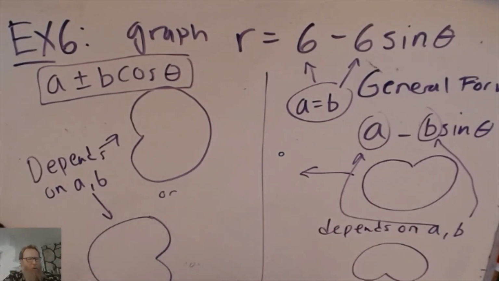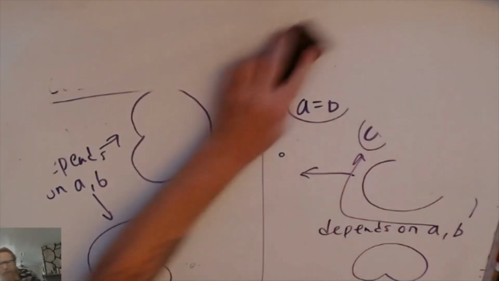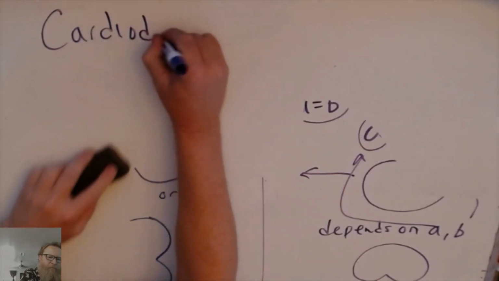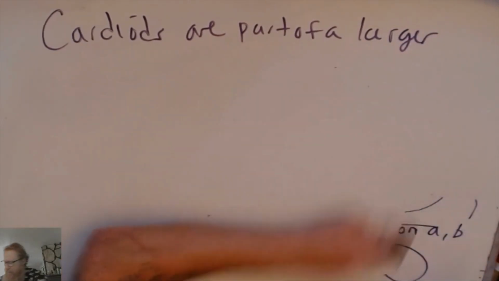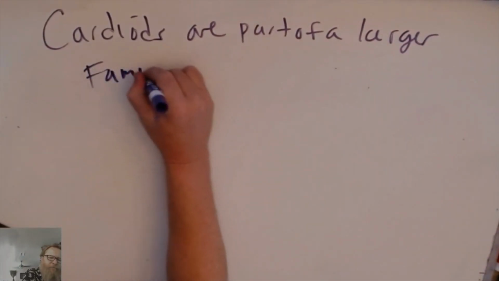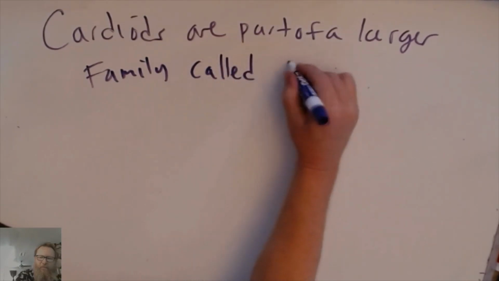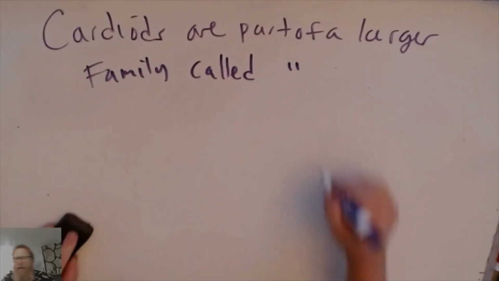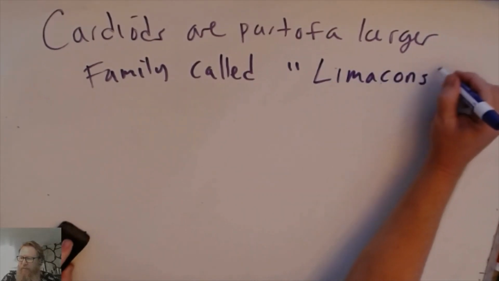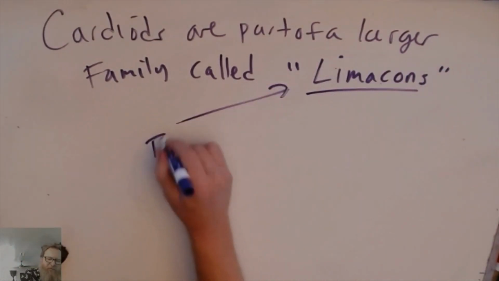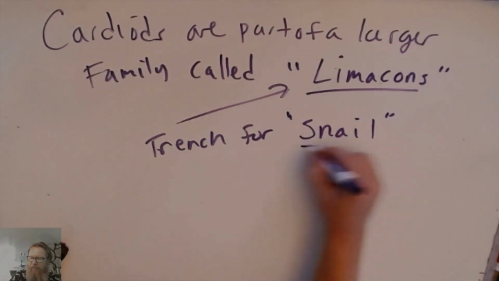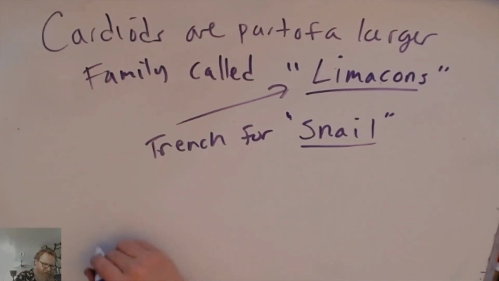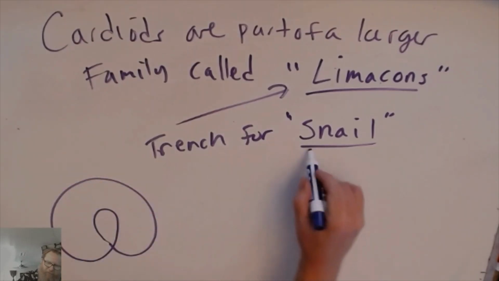The cardioids are part of a larger family that are called the limacons. Limacon is French for snail. And so we have different types of cardioids that sometimes have a loop inside of them.